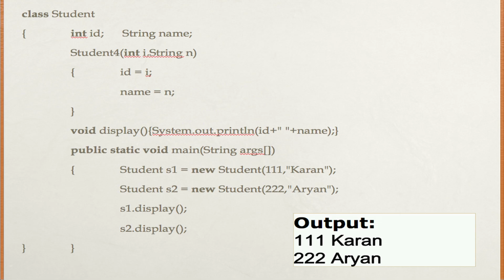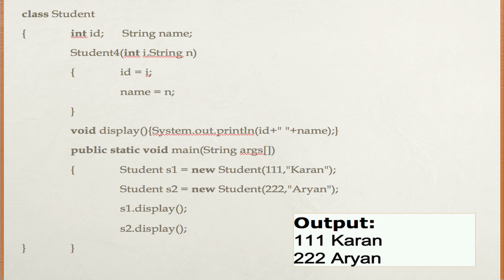Now see the display function, void display. Here System.out.println, we are printing id, then a single space, then name. See the previous example where we were printing id and name, it printed 0 and null, but in this case when we are using parameters, it displays 111 and current, and in the second case 222 and rn. They print these values accordingly because we are initializing them at the same time by the constructor. So in public static void main, inside this main you can see s1 and s2 are two objects.